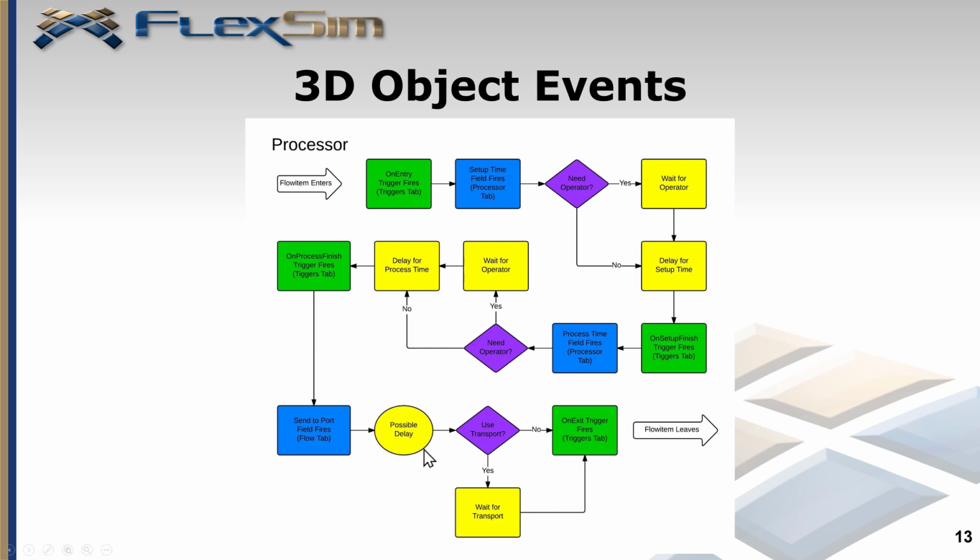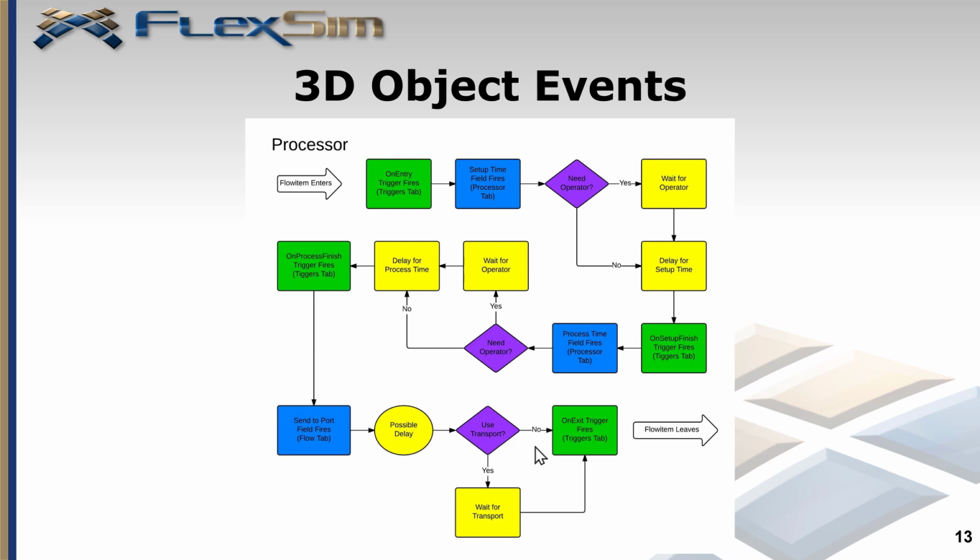There's a possible delay at this point because we need to wait for the downstream object that was chosen to be available, and if it's not available, we will wait for it to become available. Then the question is asked, is a transport needed to carry the item or take the item from this processor object to the downstream object that's connected to the chosen port in the send to port field?